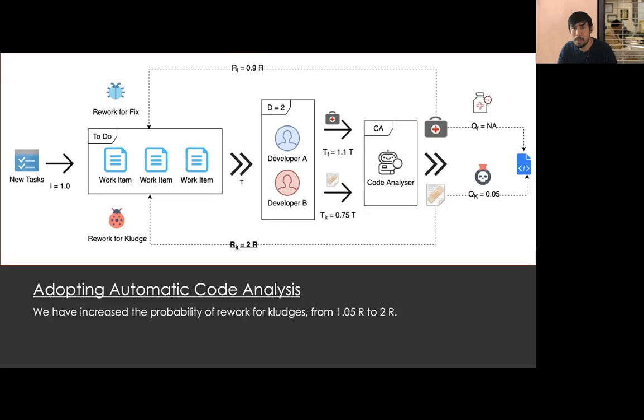We will use the game-theoretic model to explore potential solutions. An initial attempt would be to make kludges more expensive by making them more likely to require rework. We can try adopting post-commit analysis with an automatic tool like Findbugs that can detect problematic code. Let's assume that adopting such a tool would increase the rework probability for kludges from 1.05R to 2R.